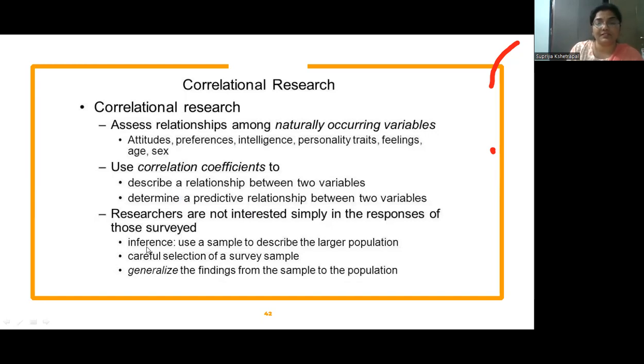So researchers are not interested simply in the responses of those surveyed. So inference means using a sample to describe the larger population. Careful selection of a survey sample allows us to generalize the findings from the sample to the population. Okay.